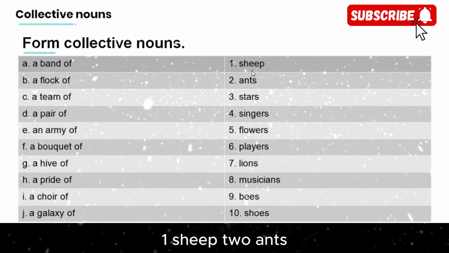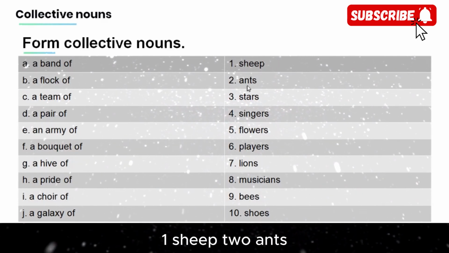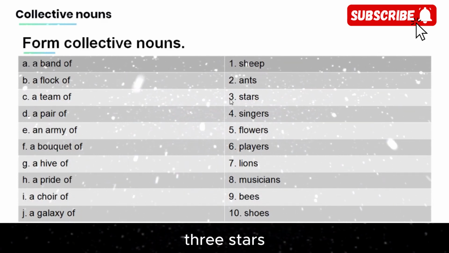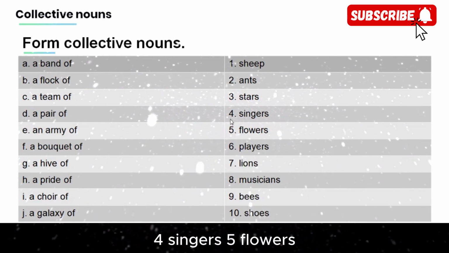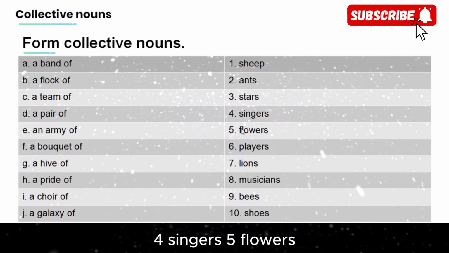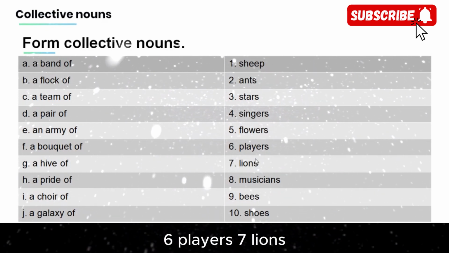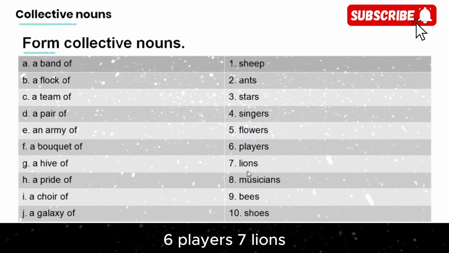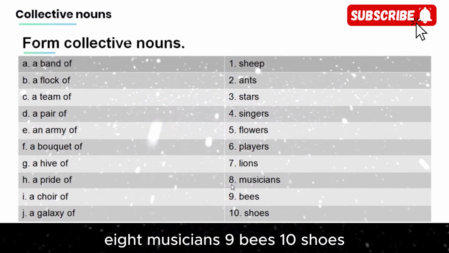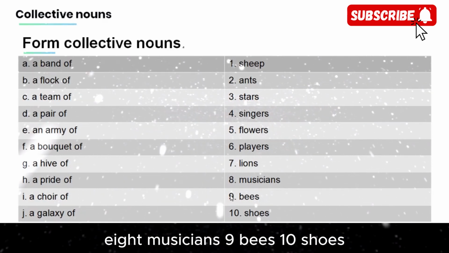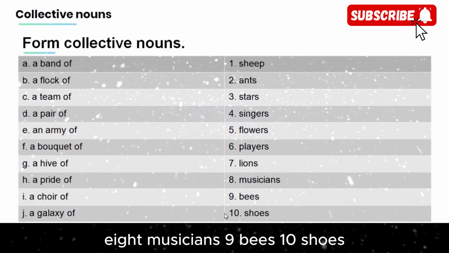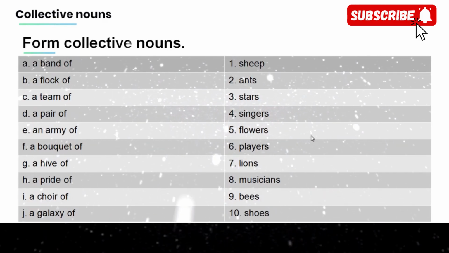1, sheep. 2, ants. 3, stars. 4, singers. 5, flowers. 6, players. 7, lions. 8, musicians. 9, bees. 10, shoes.